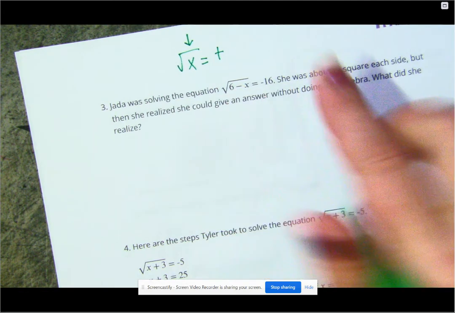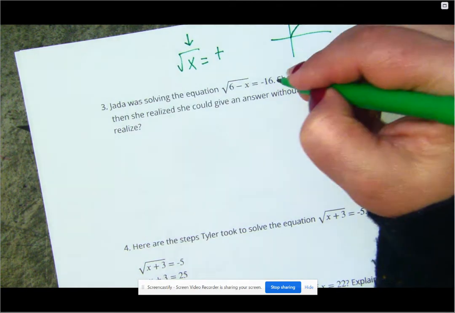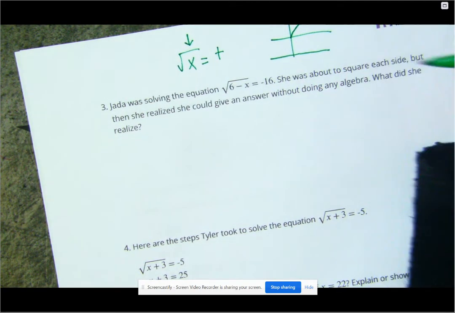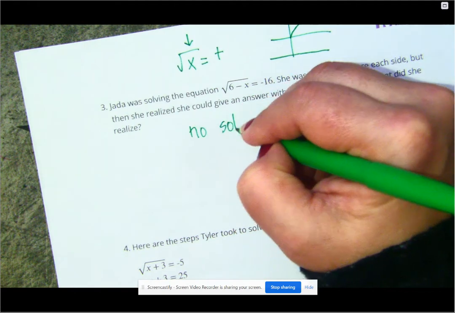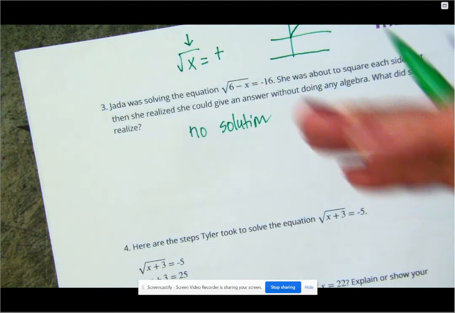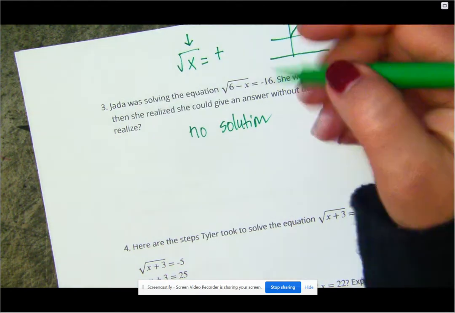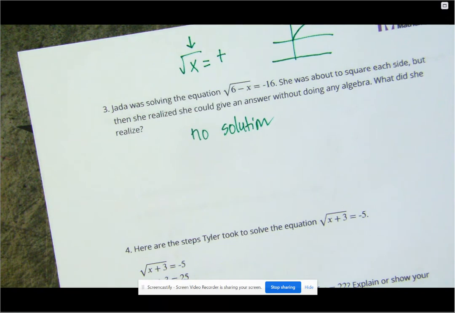That's not possible. Let me show you the graph again. That's the square root of x. When is it going to run into negative 16? Never. If you see this, you can automatically say no solution. Okay? What some students will do, and we're going to see it on the next problem, is they will do what Jada was about to do, and they'll follow all these steps, and they'll get a solution they think works, but it doesn't. And I'll show you that on the next problem.